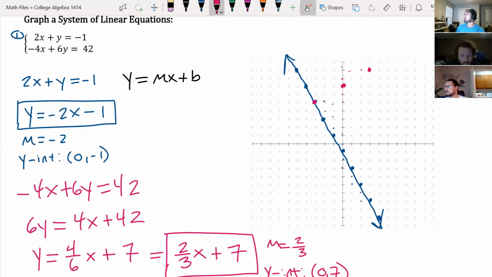Hey, look at that. We land on a point that we share with equation 1. And then let me finish this off. Down 2 over 3. That's good enough.